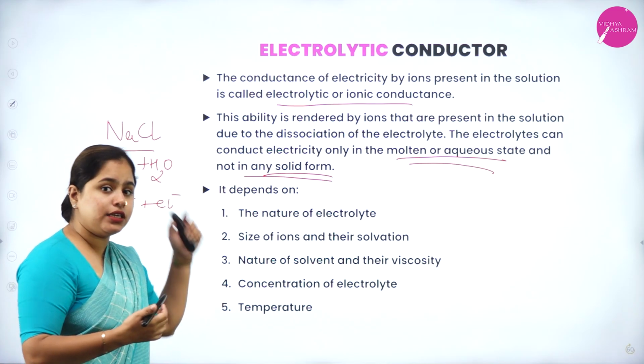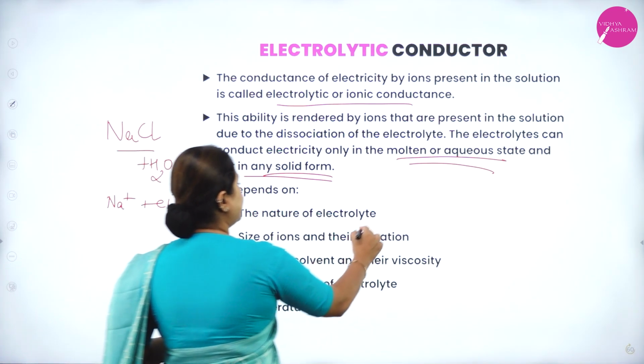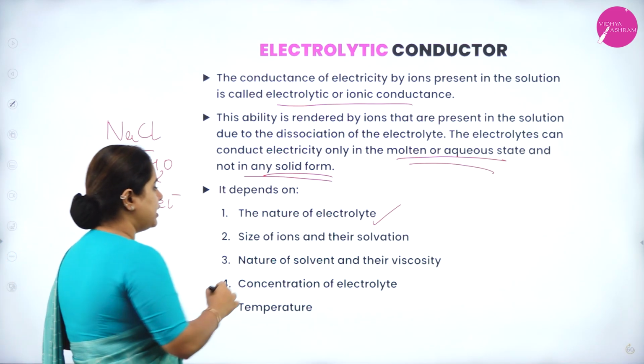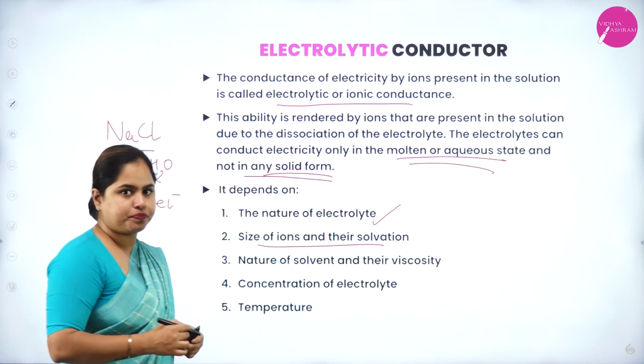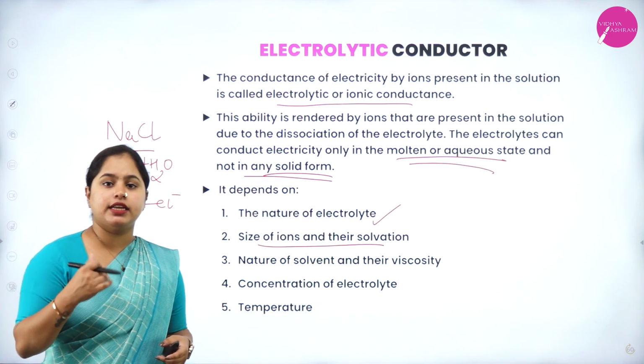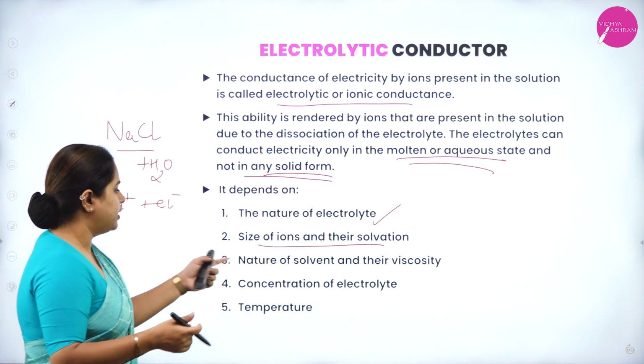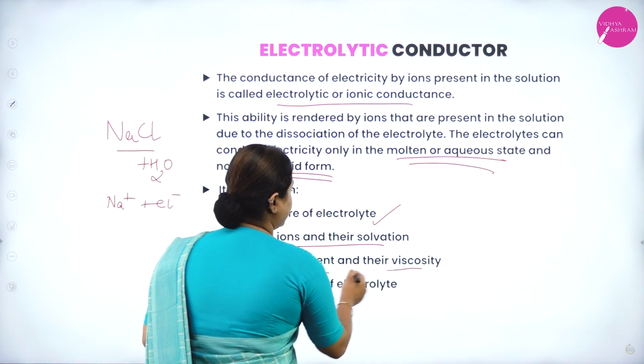Right. Now, the electrolytic conductance depends upon the nature of electrolyte, what kind of electrolyte we are taking. Right. Now, the size of ions and their solvation. Okay, size of ions and their solvation. Solvation means how easily it is getting dissolved in water. The next one is nature of the solvent and their viscosity.